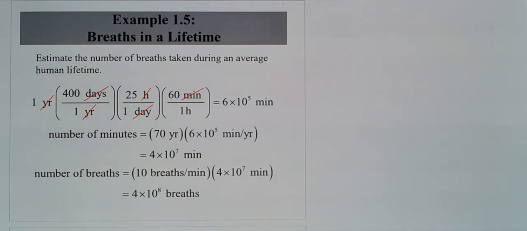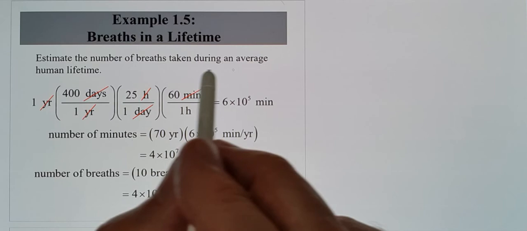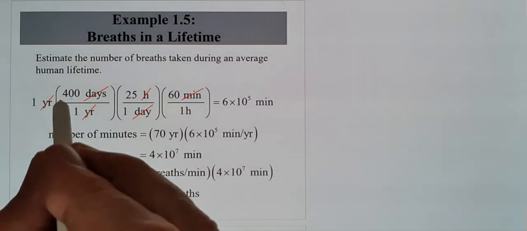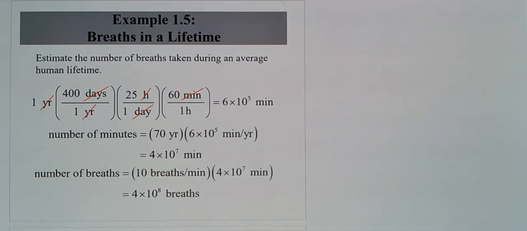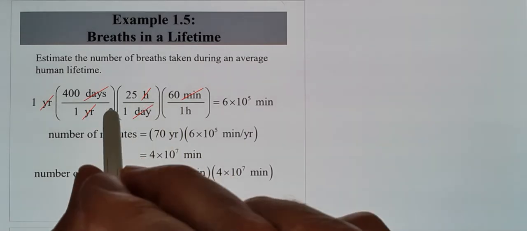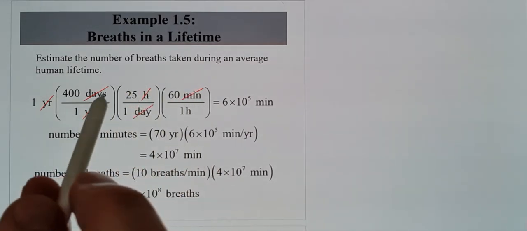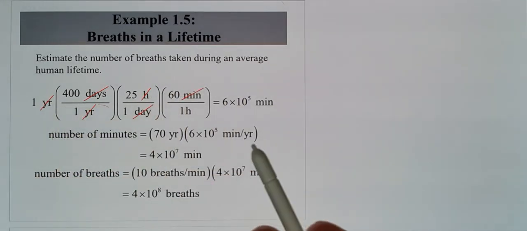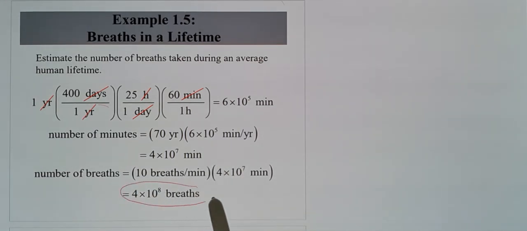Example for the order of magnitude. This is an interesting example. Estimate the number of breaths taken during an average human lifetime. It's an order of magnitude. So instead of writing 365, well, it's around 400. And instead of writing 24, it's 25 because it's much easier in calculating. Then 60. So with a rough calculation, right away you estimated it to be what? 4 times 10 to the power 8.